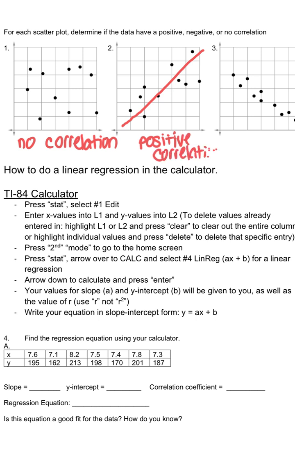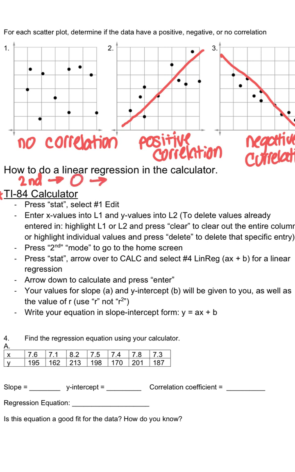And then for the scatter plot for number 3, you can see it has a negative slope, therefore it has a negative correlation. So we would write down negative correlation. Okay, for the next part, you will be doing linear regression on the calculator. And before we get into these steps that are right here, I want you to set up your calculator. So what you're going to do is press second, and then the 0 button.